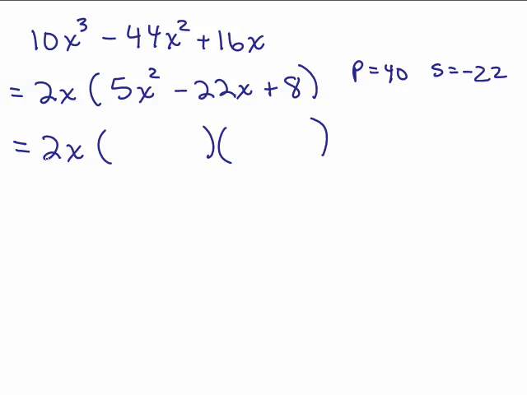What's important, though, is notice I'm writing my 2x out here. Don't forget that 2x is already done out in front. It's a factor. And now we're just going to factor what's left in the parentheses into two binomials, if possible.